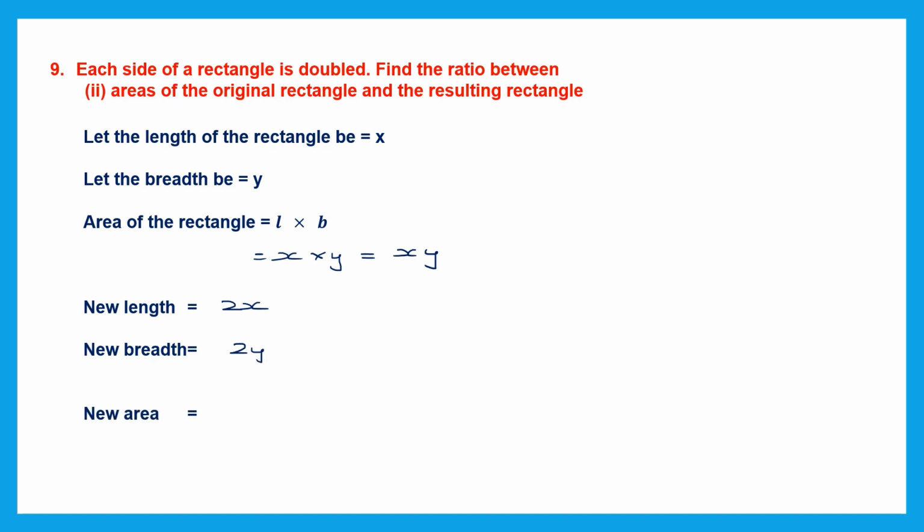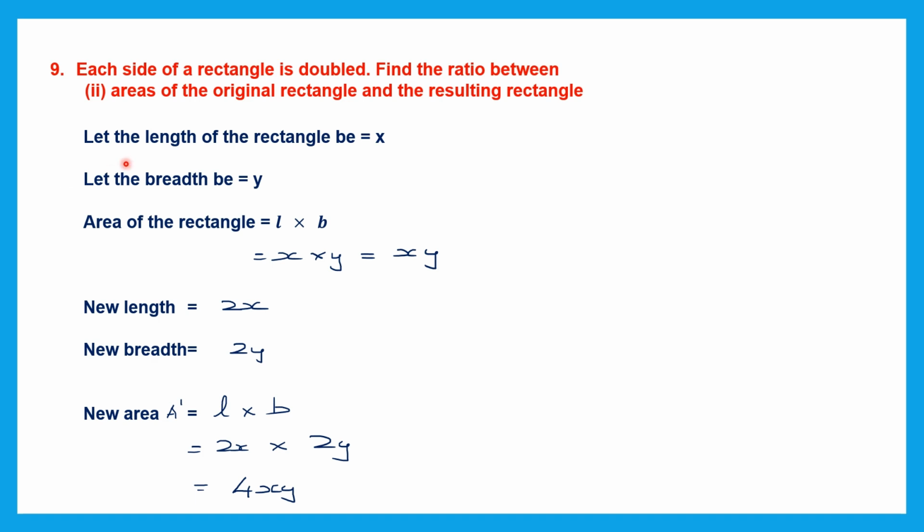So that means the new area we can call it a dash. The new area will be length into breadth again, length into breadth, and the new length is 2x into 2y. So this will be 2 into 2 is 4, 4xy. So now we have the area of the original rectangle and the new area.